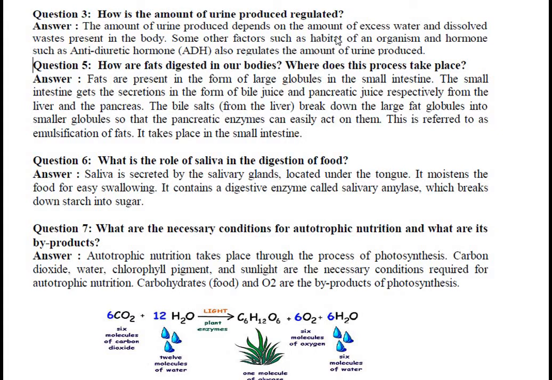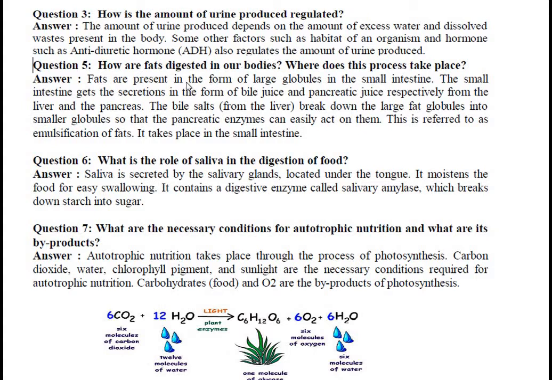This answer is not complete, I think. The amount of urine produced depends on the amount of excess water and dissolved waste present in the body. The amount of urine produced is regulated by the reabsorption of water. तो point होना चाहिए यहाँ पे.